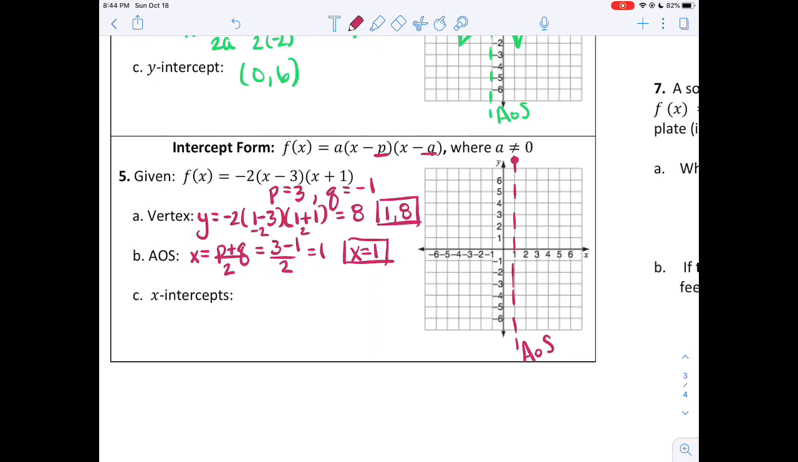Remembering that we can easily pick out our x-intercepts from this form. With a p-value of 3, I get the point 3, 0, and my other x-intercept is at -1, 0. So if I plot those 2 points, now I've got some points on my graph where I can see what my parabola is going to look like. This one's kind of a long, skinny one.